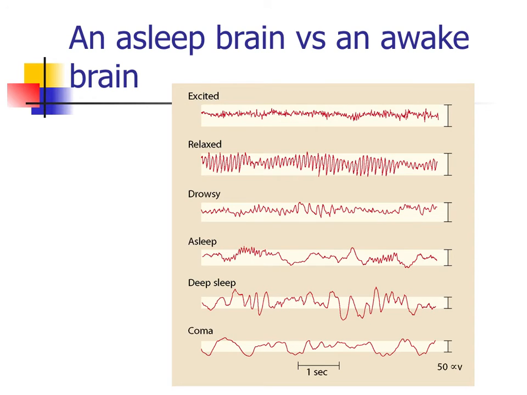Any thoughts on which one of these is the closest to what a brain is like when it's dreaming? I'll give you a second to process that. And the right answer for that is actually the excited brain. When you have a dream, your brain is actually very, very active.